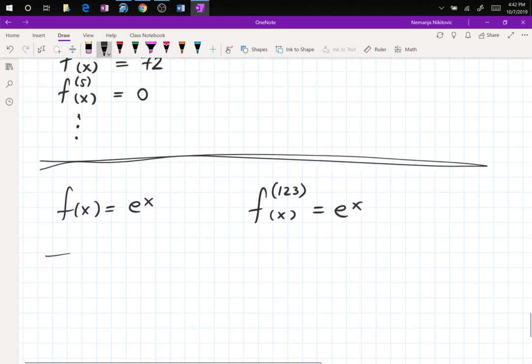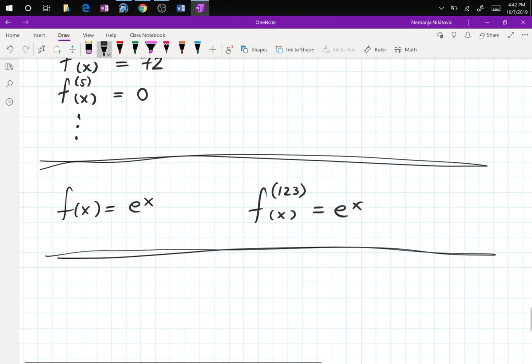How about a little bit spicier example where you actually have to think? If I tell you that f of x is equal to e to the 2x, and I am asking for, let's say, the 100th derivative.